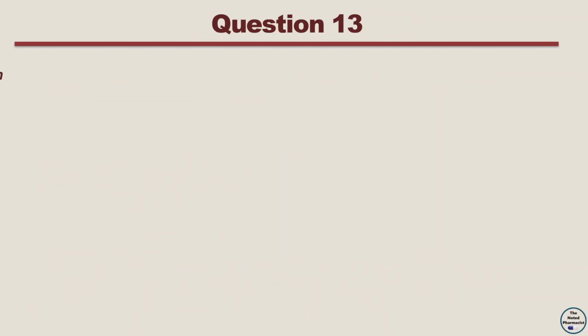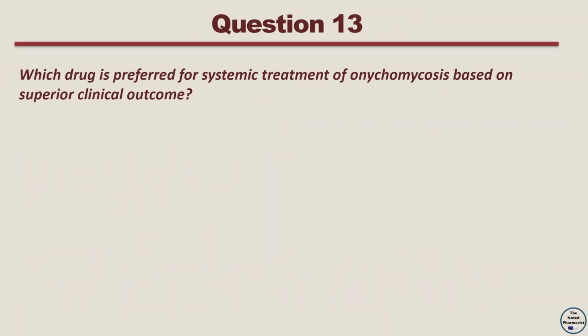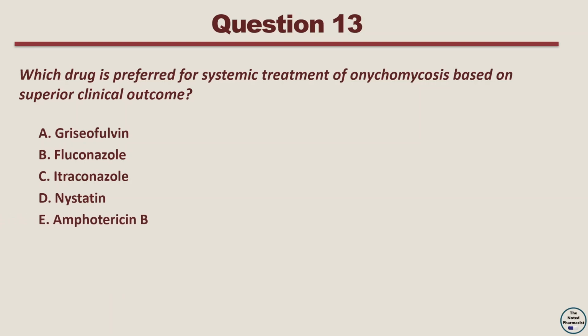Question 13. Which drug is preferred for systemic treatment of onychomycosis based on superior clinical outcome? Option A, griseofulvin. Option B, fluconazole. Option C, itraconazole. Option D, nystatin. Option E, amphotericin B.